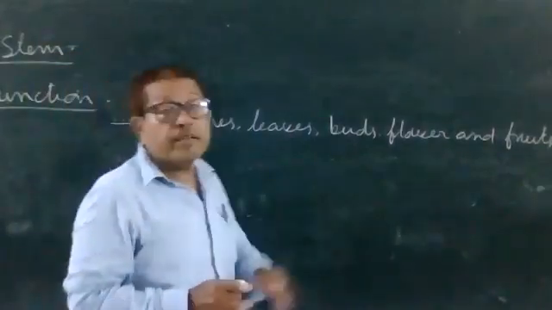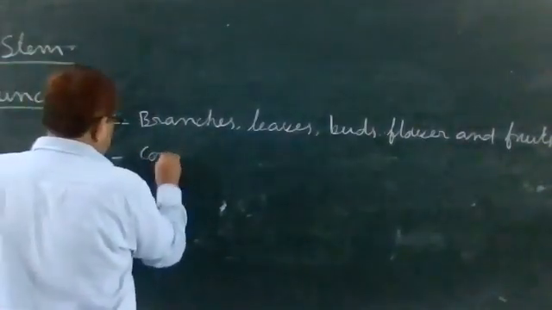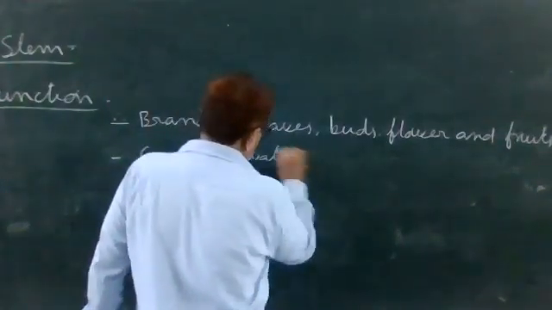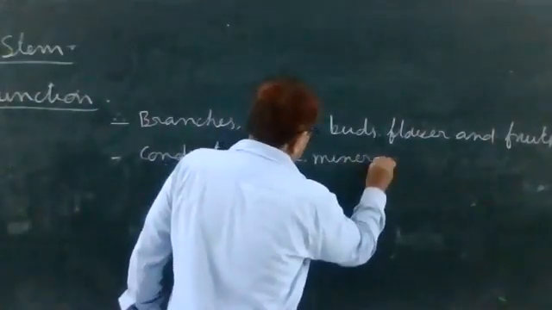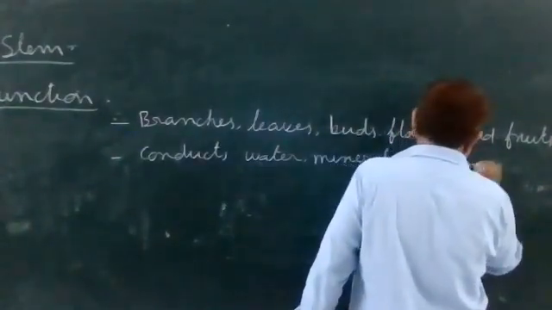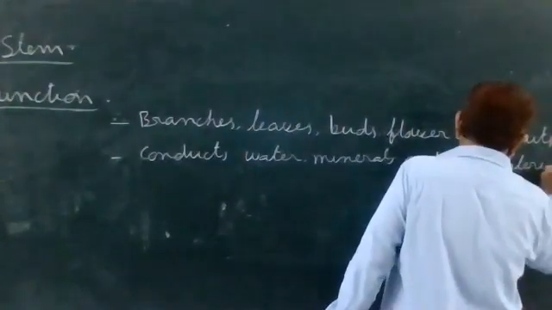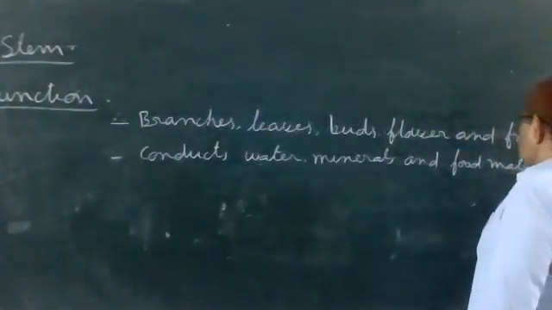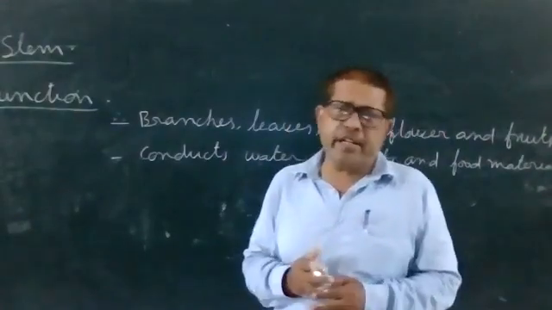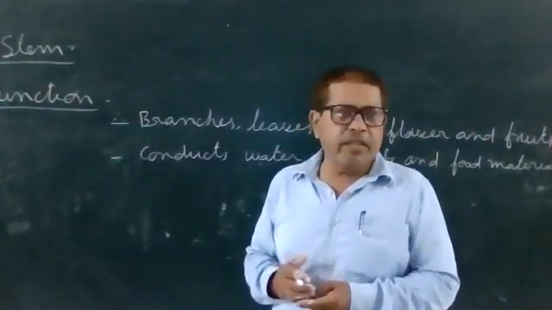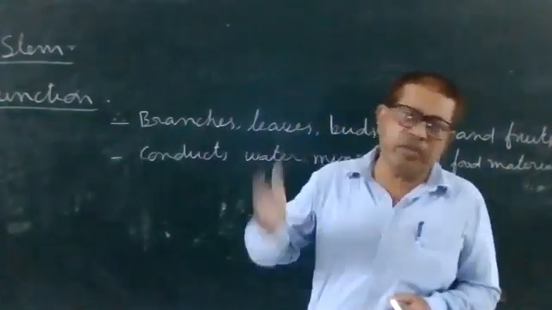So these parts are carried by the stem. It conducts water, minerals, and food. It means it helps in the conduction of water and minerals from the root to different parts of the plant, and the food prepared by the leaf to different parts of the plant.